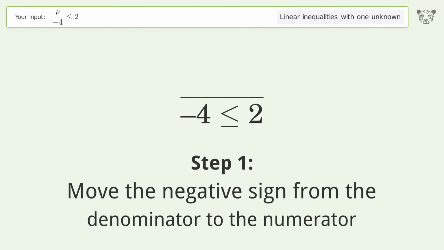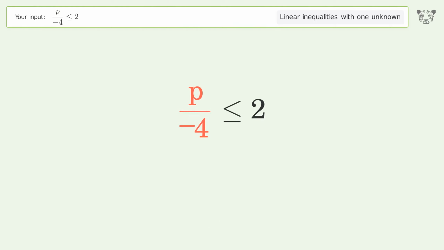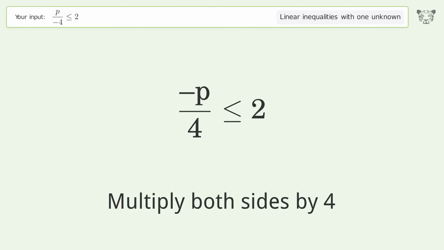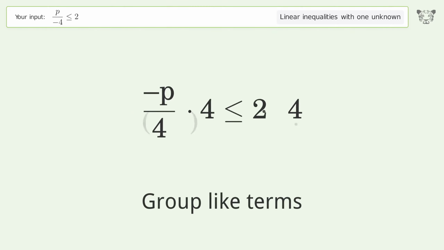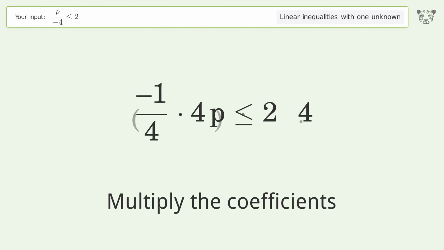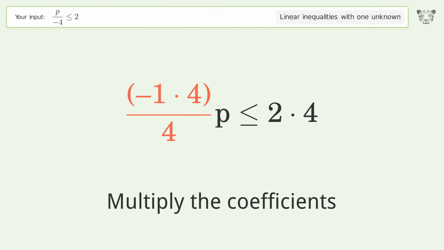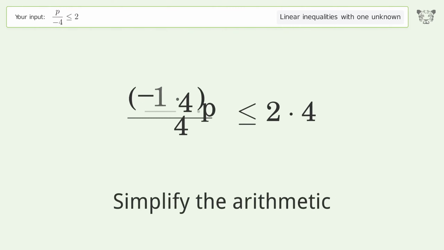Move the negative sign from the denominator to the numerator. Isolate the p. Multiply both sides by 4. Group like terms. Multiply the coefficients. Simplify the arithmetic.